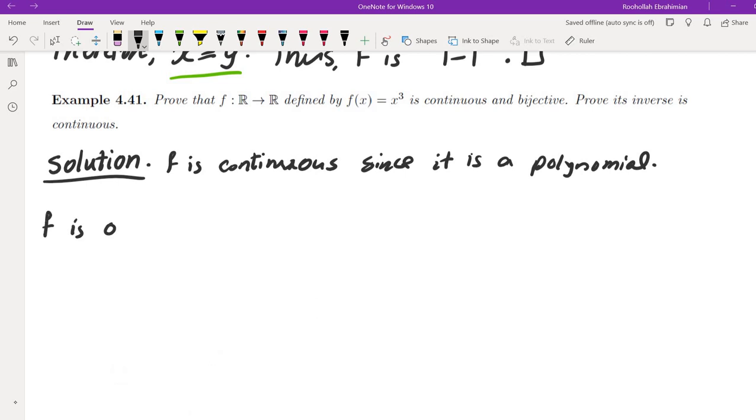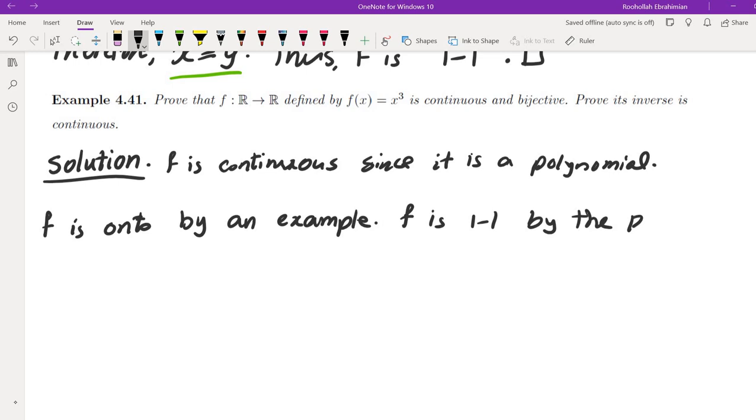F is onto by an example. This is an example that we did right after the IVT, intermediate value theorem. F is 1 to 1 by the previous theorem since f is strictly increasing.